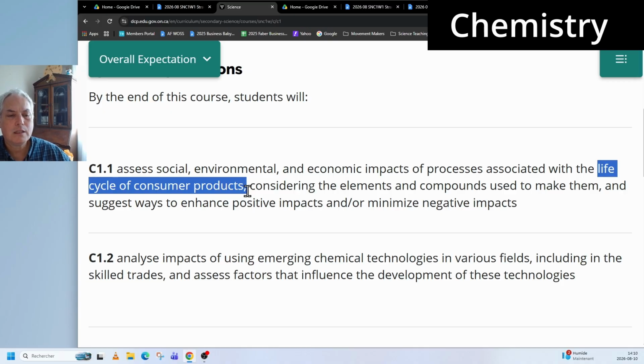Now, with respect to the cycle of consumer products here in science, what I might do is I might use their phone. All the students have a phone, one way or the other. Some of them are more advanced than the other. And I'm going to see if we can look at a cell phone. And therefore, if you think of those, what are the elements and compounds that are needed for the screen, for the battery, and for the different parts, so that we can look at the impacts of getting the resources, but also using them, but also when we dispose of our phone.